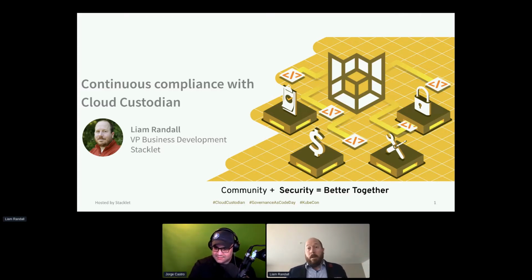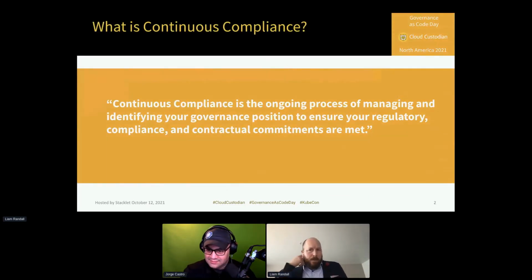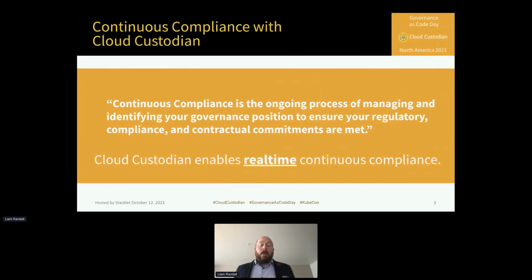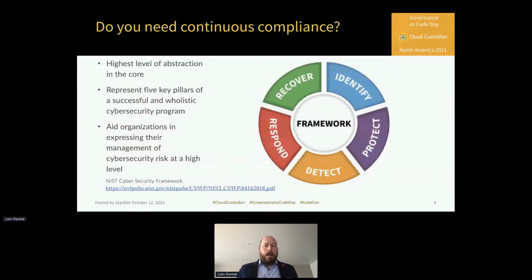But today, we're going to talk about continuous compliance with Cloud Custodian. So I thought I'd start with a quick definition, because continuous compliance was something that some of us talked about for a long time, but the recent executive order from the White House really put it at the top of everyone's minds. Continuous compliance is an ongoing process of managing and identifying your governance position to ensure that your regulatory compliance and contractual commitments are met. As opposed to scheduled compliance, where weekly you're looking at some sort of control, or quarterly compliance, where you're auditing things at a point in time, you want to design systems that are, in theory, automated. And Cloud Custodian, using the techniques that John just discussed that we're going to review here as an overview, enables real-time continuous compliance. It's what makes it so powerful.